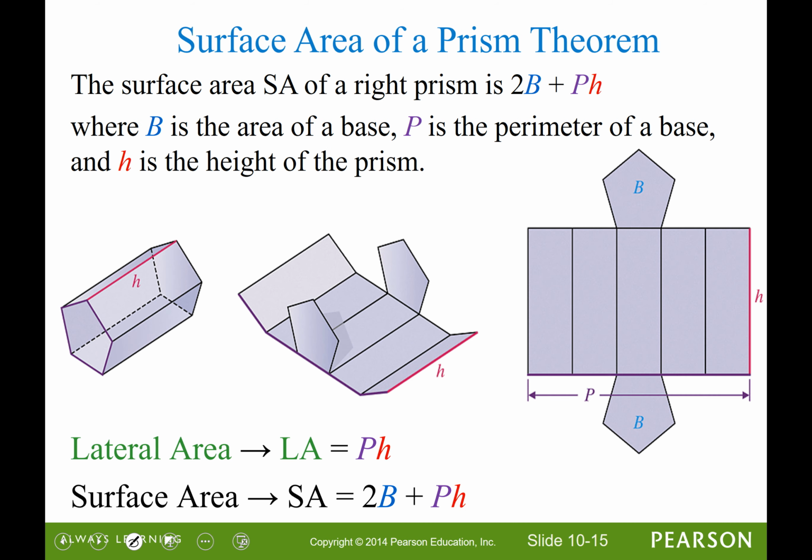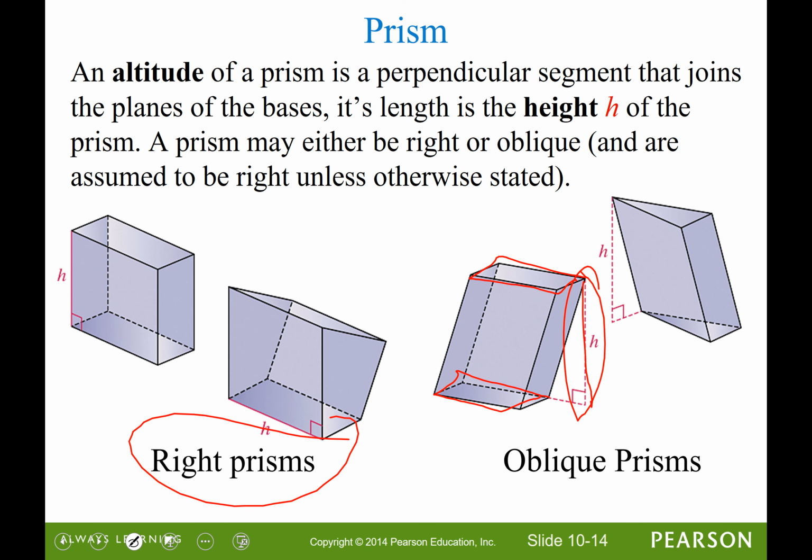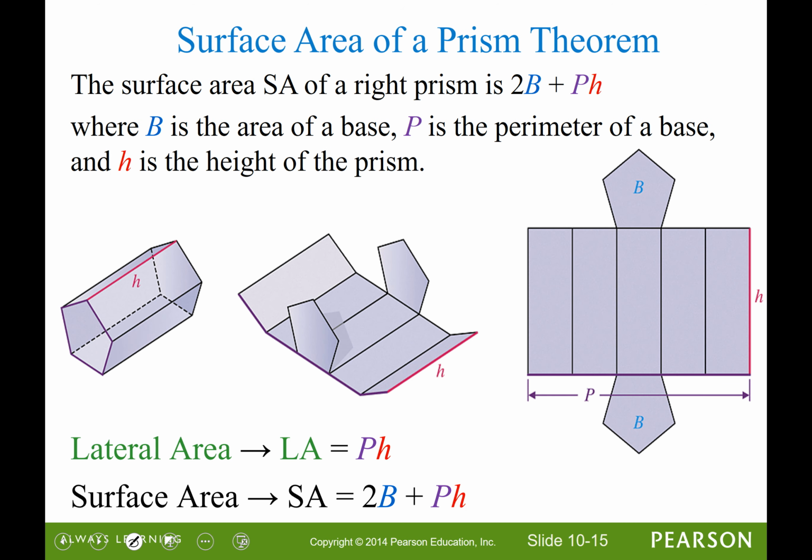Okay, surface area of a prism theorem. The surface area, SA, of a right prism, so remember the right prism, that's these ones, okay? Surface area of a right prism is 2 times capital B plus capital P, lowercase h. Okay, so that's quite a few variables in that. That's SA equals 2B plus Ph.